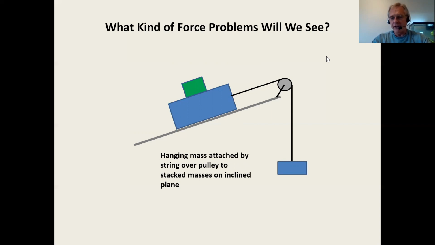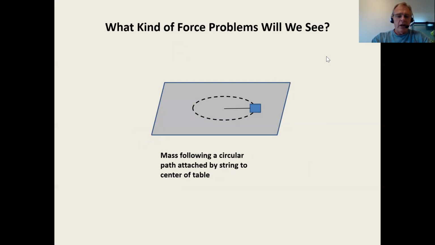Okay, we can put a third mass in. We have the original hanging mass attached by a string over a pulley, attached to a stacked mass on an inclined plane. So we have two masses on the inclined plane. So now we have the force that the green is exerting on the blue, and all this craziness going on. Okay, again, we attack it in exactly the same way.